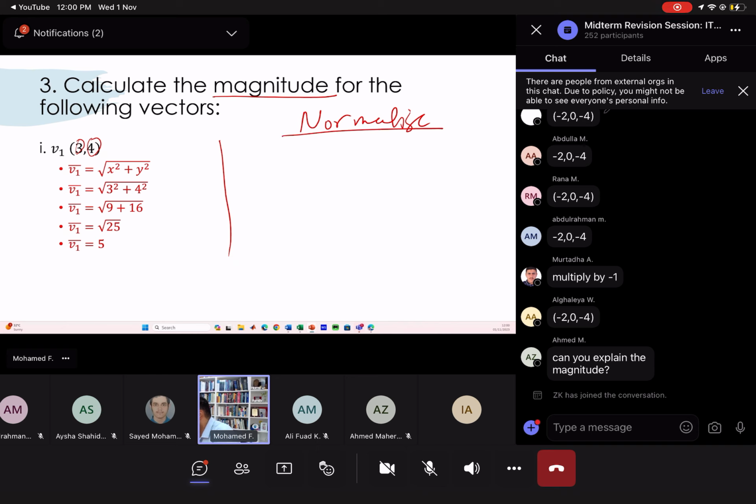this point? Normalize, yes. We take the answer and we divide each point by it. So the normalized point, V1 normalized, is equal to what? 3 over 5, comma, 4 over 5.